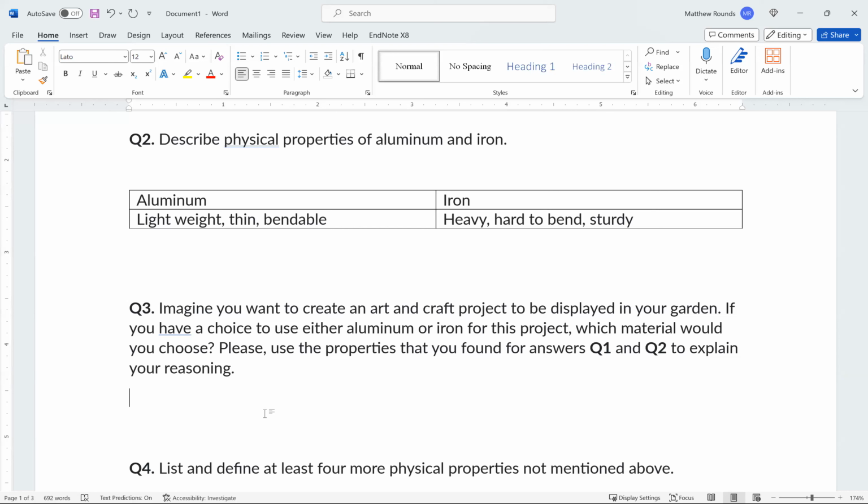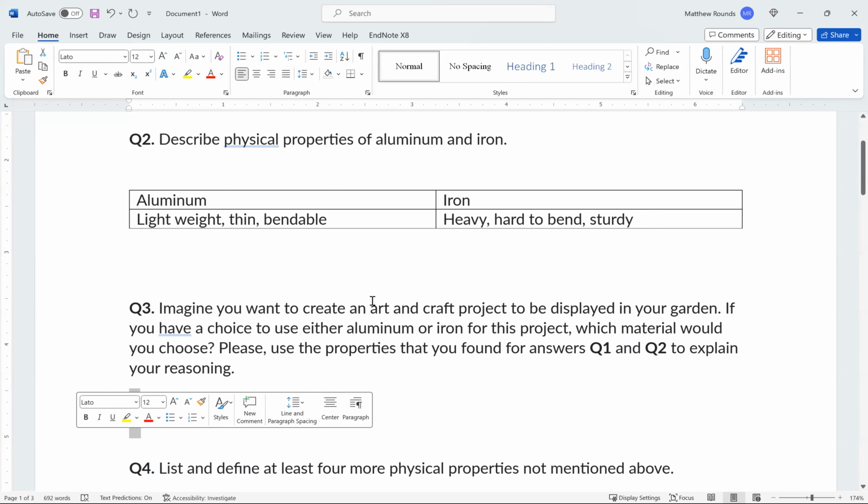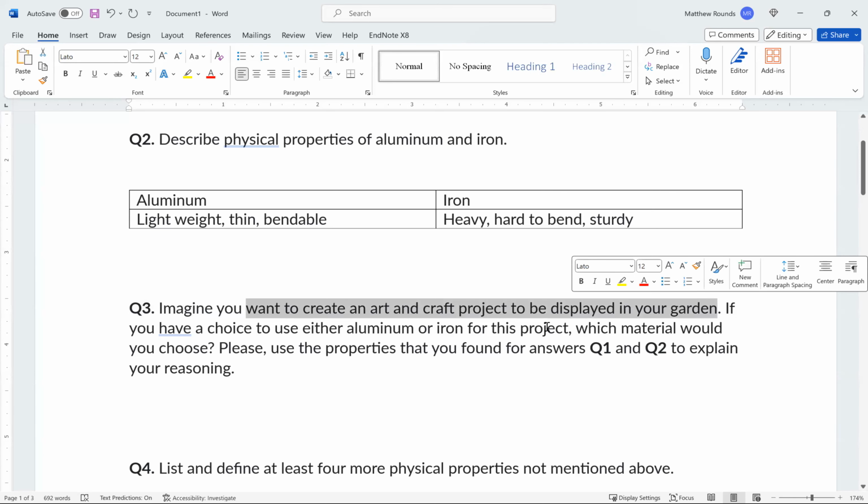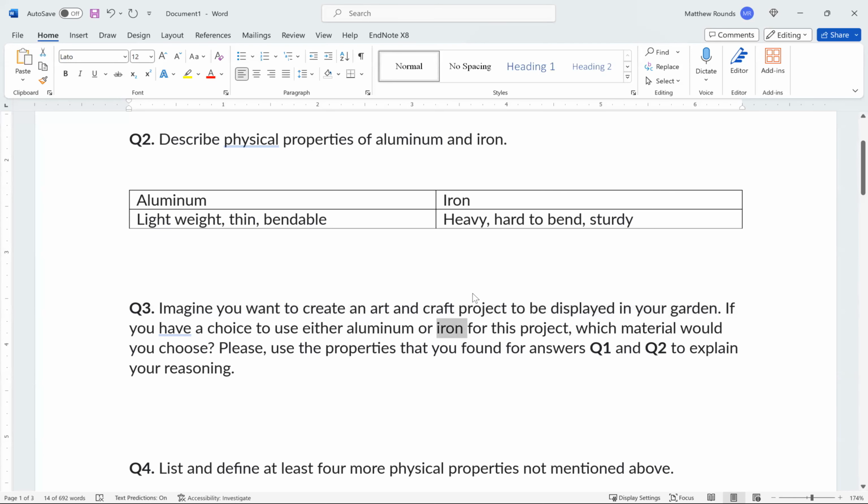People have yard art. All right, so you've got to put together a sentence now that says, an art project, and you want to use these words. You can say, if I were to create an art and craft project to be displayed in the garden, like you're just rewriting that, I would use iron because, and you would list some of the properties, and then you might add in that it's more resistant to the weather outside.